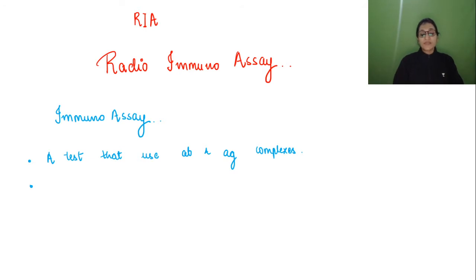Then what is an antibody-antigen complex? It is something that happens in our body whenever there is an infection. Antigen enters from outside and antibody is created by the body. So the antigen-antibody complex is also called an immune complex.